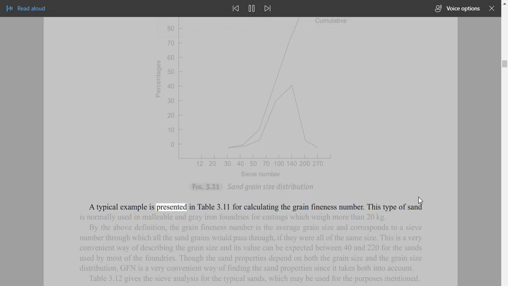A typical example is presented in Table 3.11 for calculating the grain fineness number. This type of sand is normally used in malleable and gray iron foundries for castings which weigh more than 20 kilograms. By the above definition, the grain fineness number is the average grain size and corresponds to a sieve number through which all the sand grains would pass, if they were all of the same size.